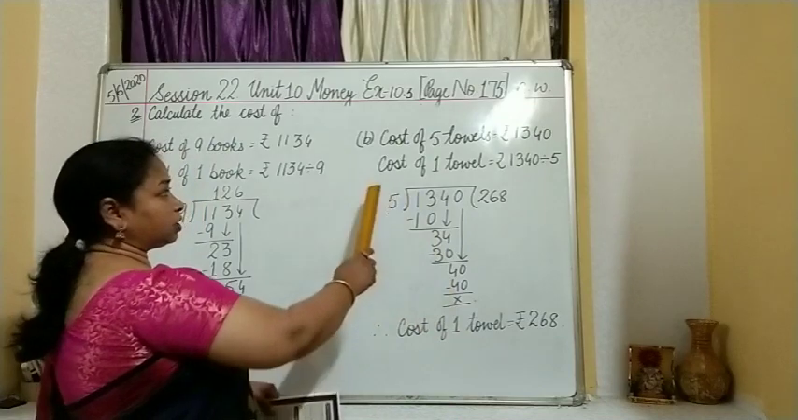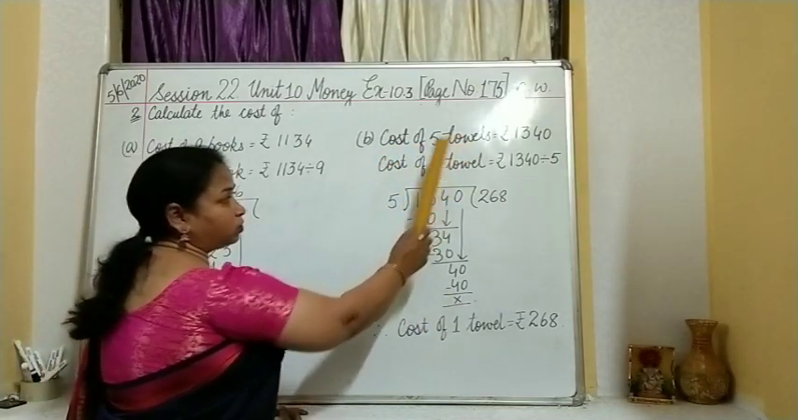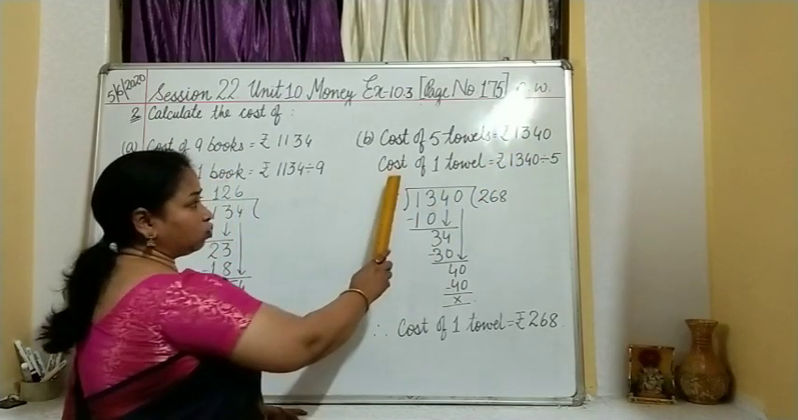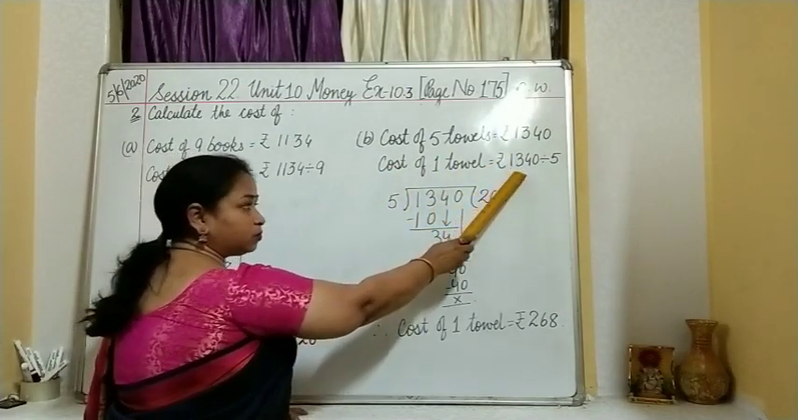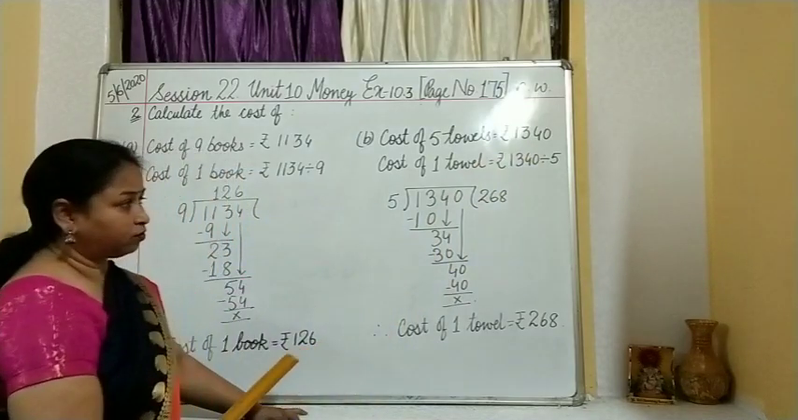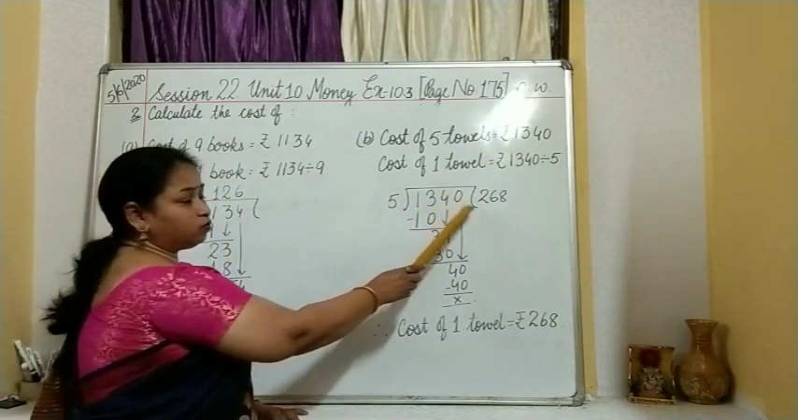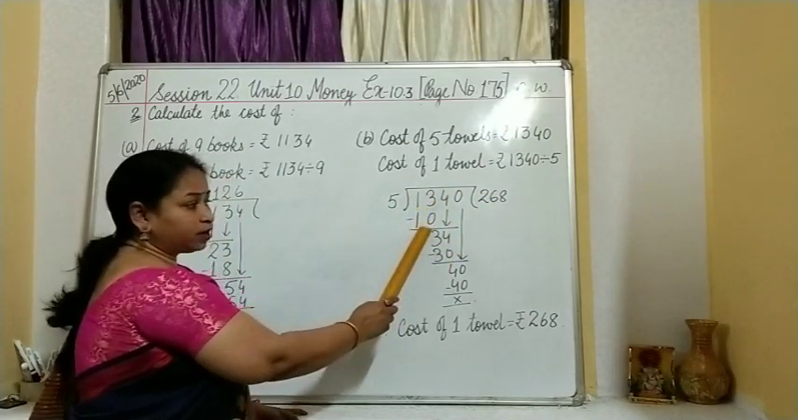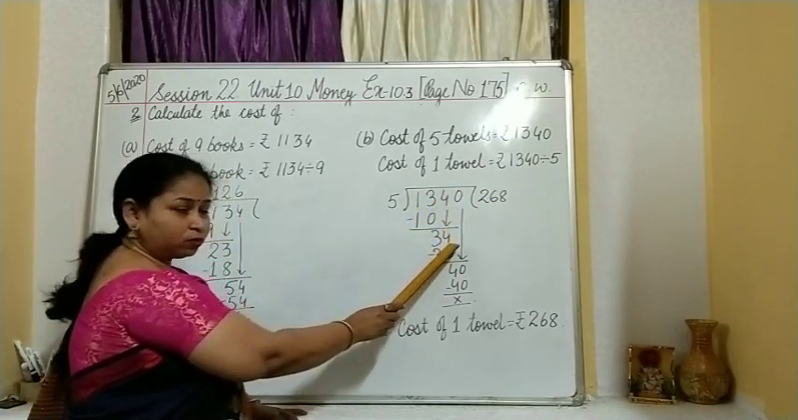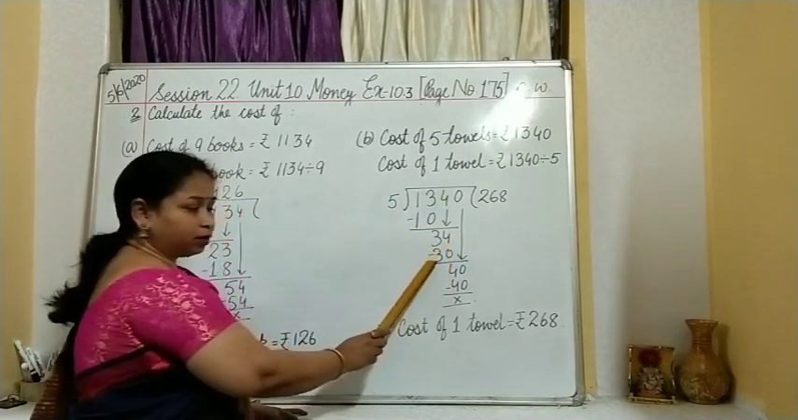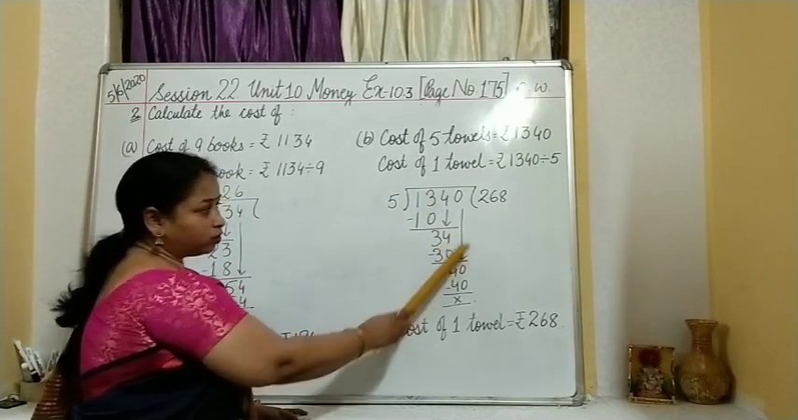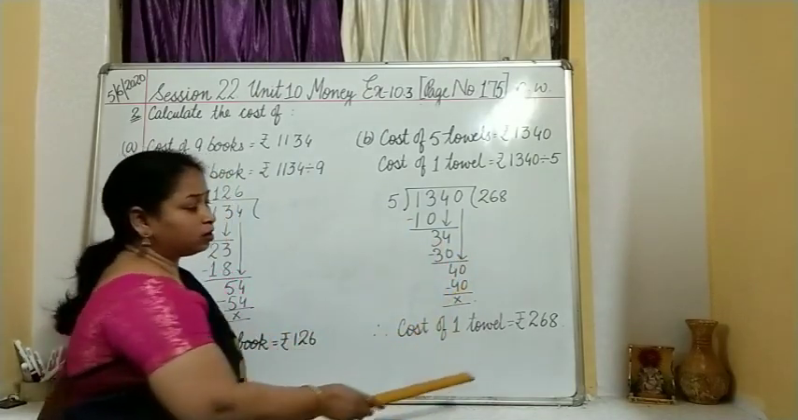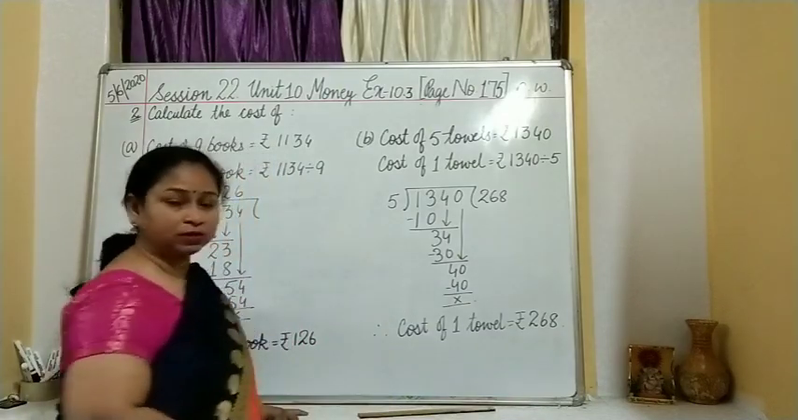So the statement goes like this: cost of 5 towels is given as rupees 1340. Then cost of one towel will be rupees 1340 divided by 5. 1340 divided by 5: 5 2s are 10. So 13 minus 10, you will get 3 here. Drop this 4 down, 34. 5 6s are 30, then you will get 4 over here. Drop the 0 down, 5 8s are 40, and then cost of one towel you have got as rupees 268.